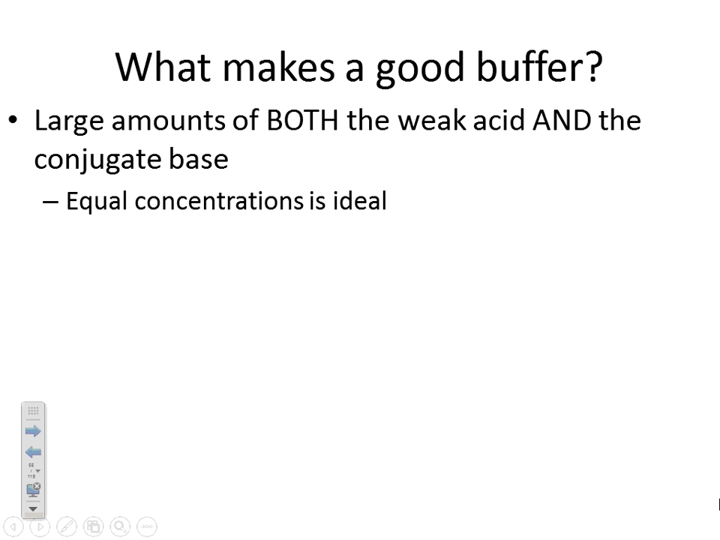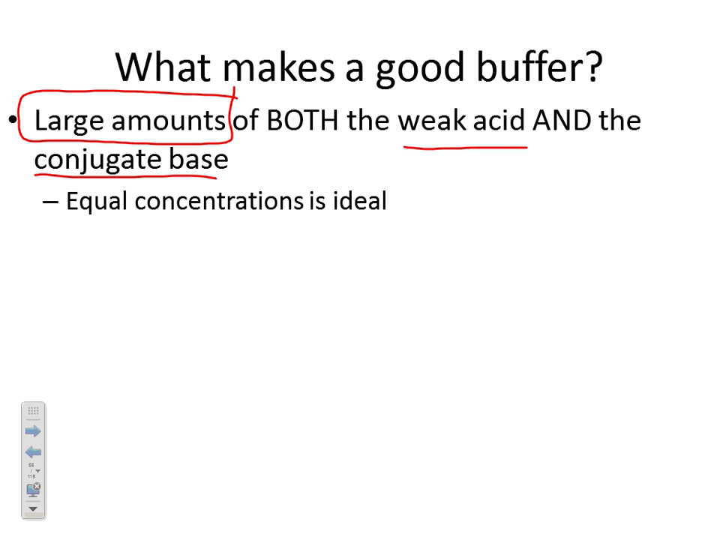So what makes a good buffer? How do you know if you have a good buffering system? The absolutely key thing is that you have large amounts of the 2 components of a buffer that you need. So you have large quantities of both your weak acid and the conjugate base. Now, equal concentrations is actually ideal. That gives us our best buffer, which is one of the things that you saw in the buffer POGIL.